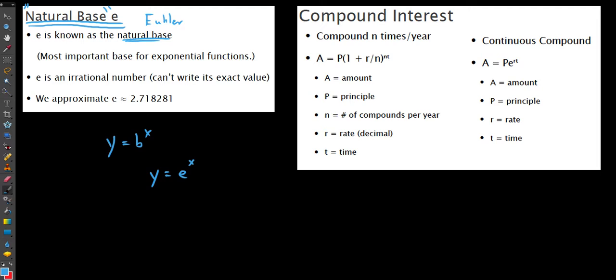So you heard me mention this as being a number. Let's talk about what it is. We say E is an irrational number, which means we can't write its exact value, and it's approximately 2.718281, and it goes on forever and never repeats.